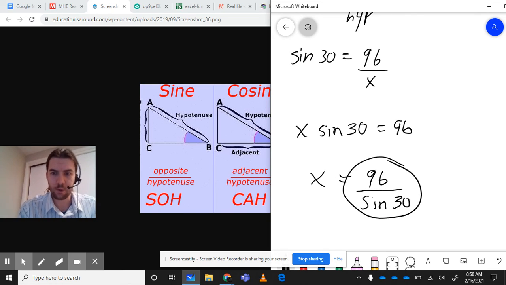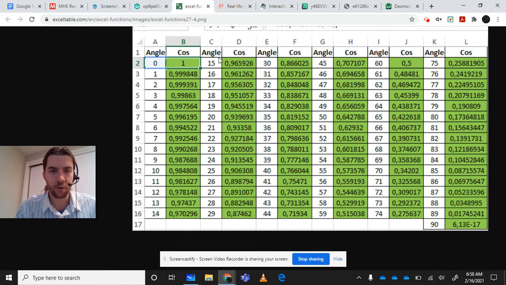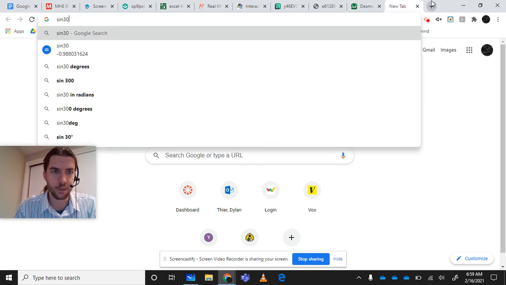So this is going to be our answer. Now they're probably not going to want this. They're going to want us to simplify what sine of 30 is. This is the point at which somebody would have gone to a table and asked, the angle is 30, what is the sine? Well, this is a cosine table, so we're not going to use that. What we're actually going to use is a calculator. So we're going to say sine of 30 degrees.